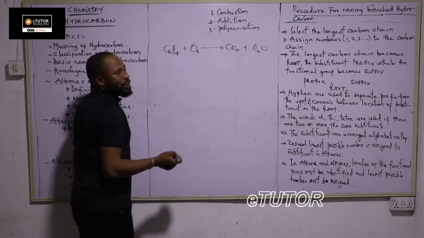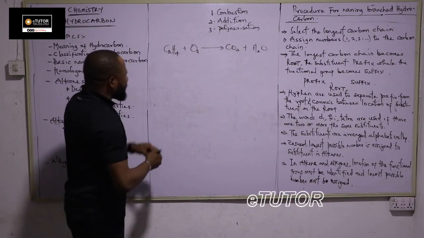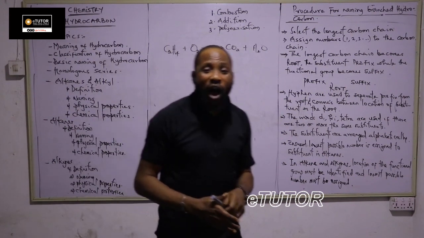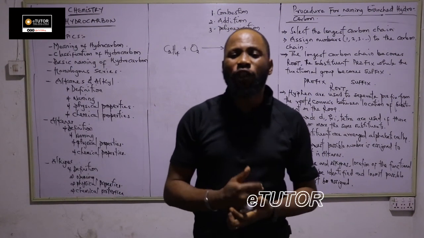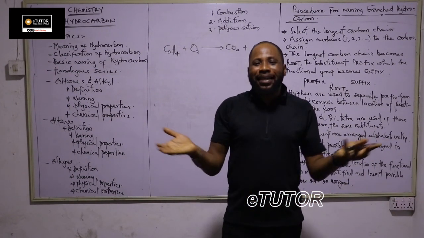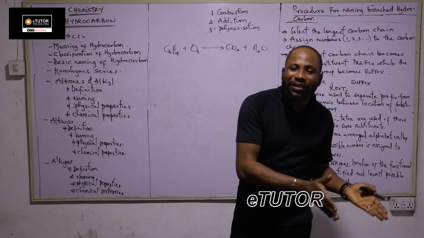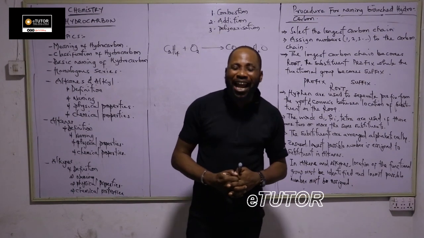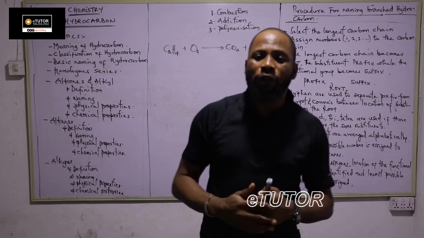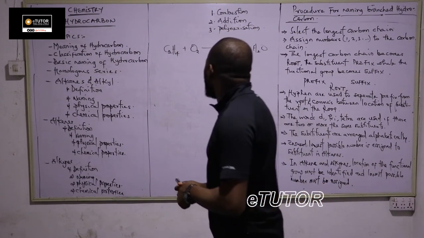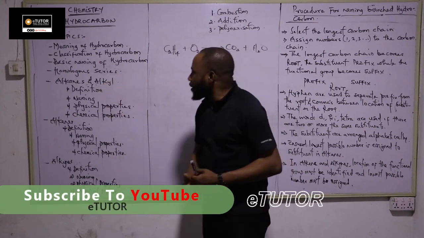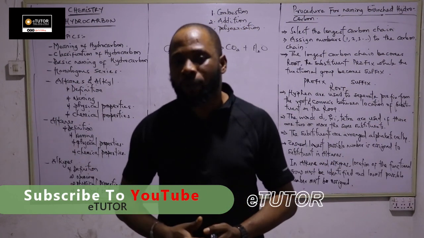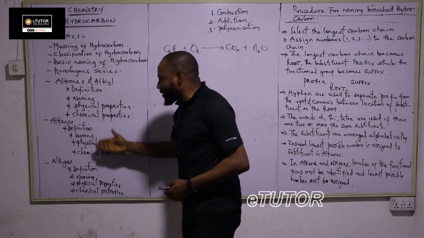The second one is addition reaction. Under addition reaction, since alkene are unsaturated hydrocarbon, permit me to say this: all hydrocarbons are divided into two based on the number of bonds between the carbon atoms. We have saturated hydrocarbon and unsaturated hydrocarbon. What are saturated hydrocarbon? Saturated hydrocarbon are hydrocarbon that have single bond between the carbon atom. Example is alkane, the first member. Unsaturated hydrocarbon are hydrocarbon that has double bond or triple bond between the carbon atom. A good example is alkene and alkyne.